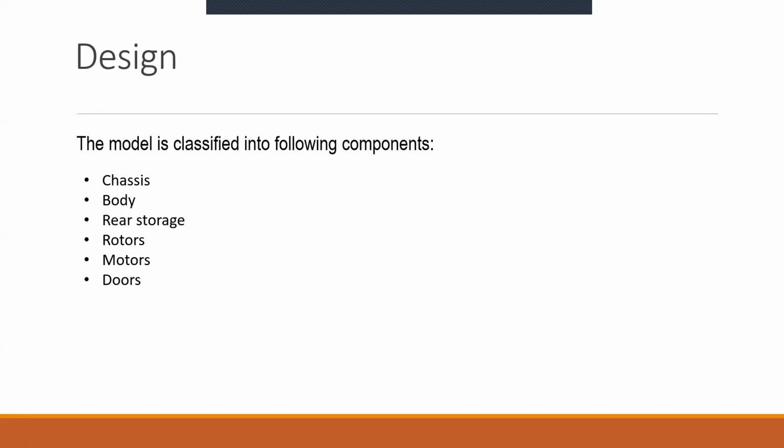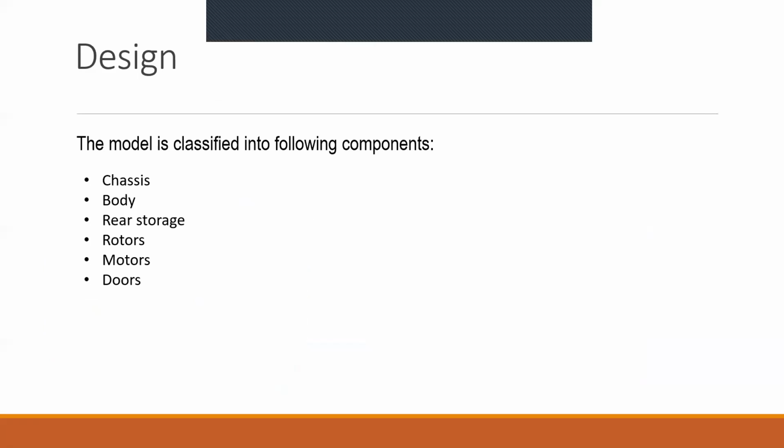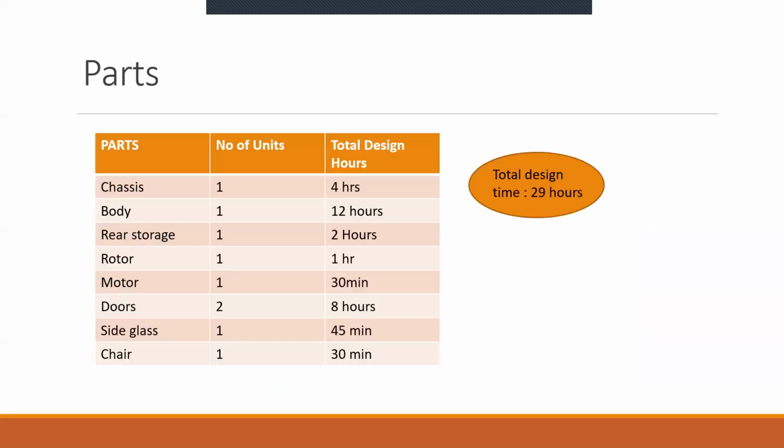In the design, I divided the parts into the chassis, the body, the rear storage compartment, the rotors, motors, and the doors. For the parts, the maximum time it took was for the body, as I was using surface modeling, and for creating the loft surfaces, there were a lot of errors. So I had to work again and again on that. In total, it took almost 29 hours.